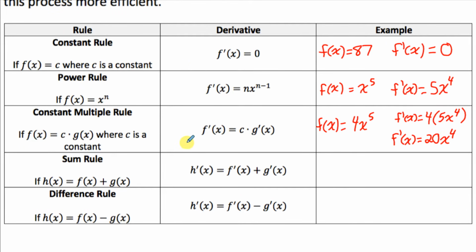So how most people think of this, most people think you take the exponent and you multiply that by the coefficient. 5 times 4 is 20. That works. And then reduce the exponent by 1. That's 4. That's great. That's how we're going to think of it from here on out. But what we're actually doing is this constant multiple rule. We're finding the derivative of the power function and then multiplying that derivative by the coefficient.